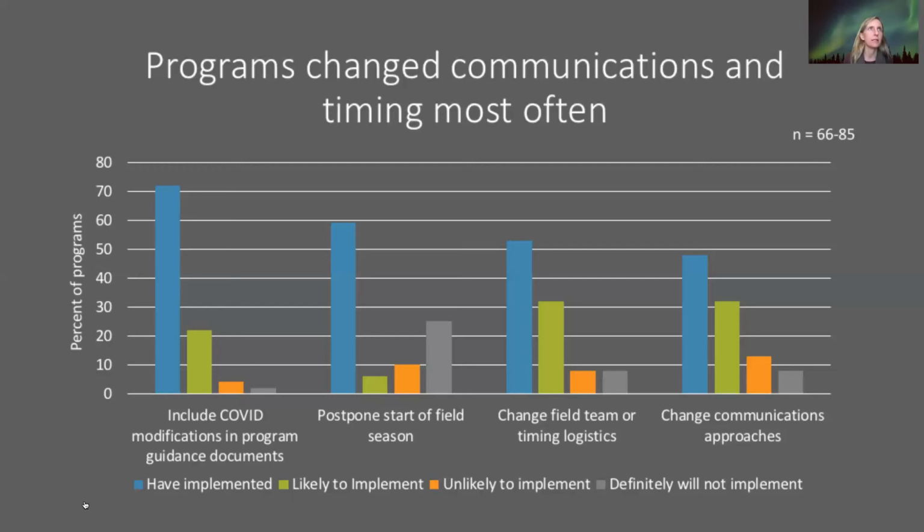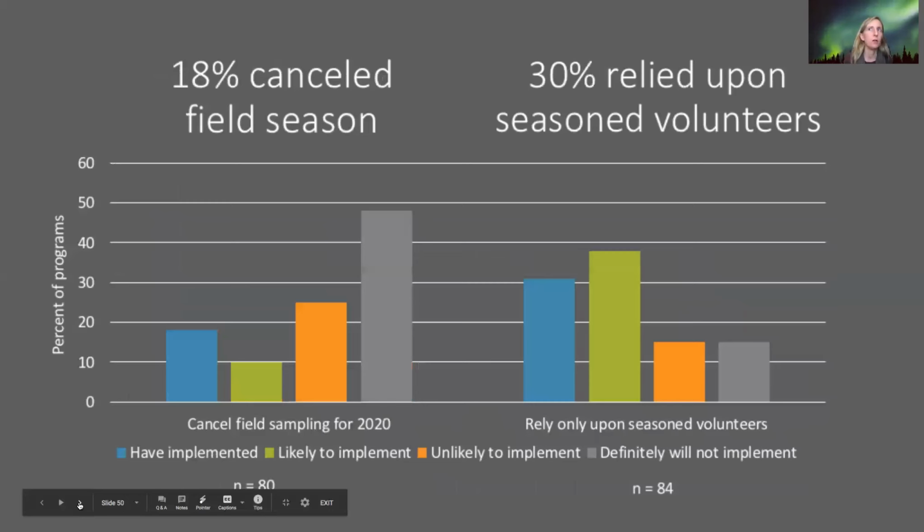Next slide. On the other end of the scale, one of the things we weren't sure would happen at the time of the April webinar was if the programs would cancel their field seasons. In the end, less than 1 in 5 programs actually canceled their field seasons for the year, for some of those reasons that I said earlier: recognizing that being outdoors is a safe place, wanting people to be able to have some normalcy in their lives, and being able to continue those long-term data sets. The next most unlikely thing that groups had done was about a third of programs opted to only rely upon their seasoned volunteers rather than bringing in new volunteers. Next slide, please.